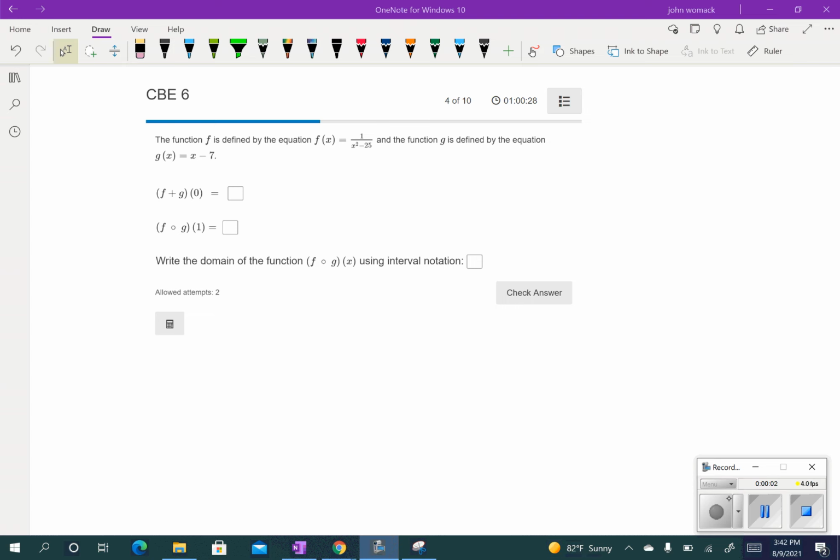Question number 4 wants us to do some combining functions. So the first one has f of g plus 0. Just remember that f of g plus 0 is the same thing as f of 0 plus g of 0. So I've got to plug 0 into f. That'd be 1 over 0 minus 25. G of 0, plug 0 in for x there, would be 0 minus 7, so that'd be negative 7.